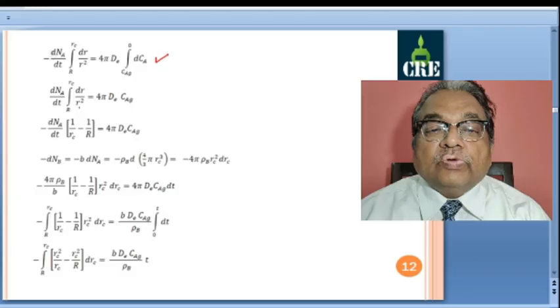Dr by r square, integral is minus 1 upon r. When I substitute the limits of integration and take the minus sign outside again, I get 1 by rc minus 1 by r here.